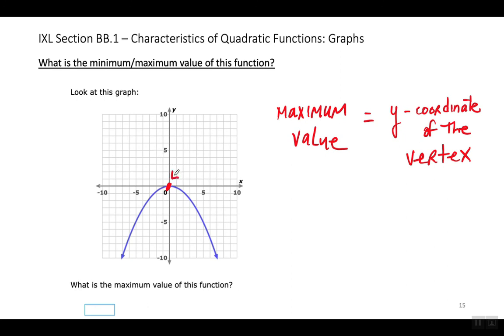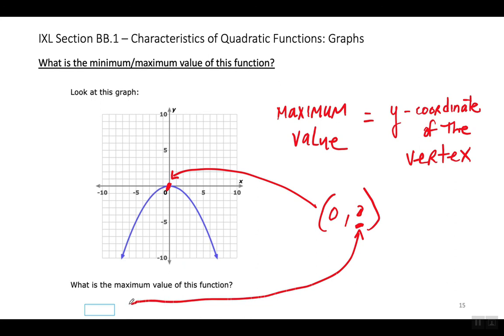Okay, so here the vertex is at 0, 0, so I said it's the y coordinate of the vertex. So in this one, you're just writing the number, the value, not an equation. You just write the number. What is the maximum value of this function? 0.